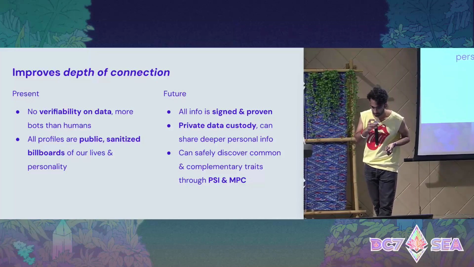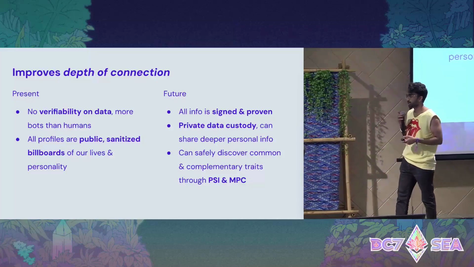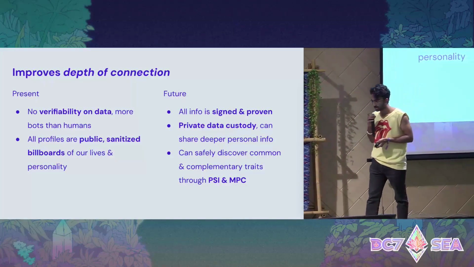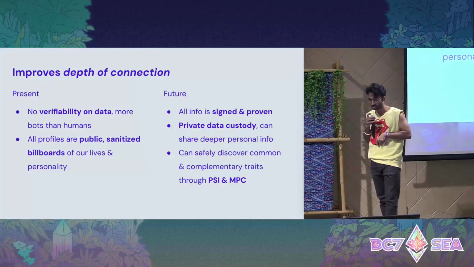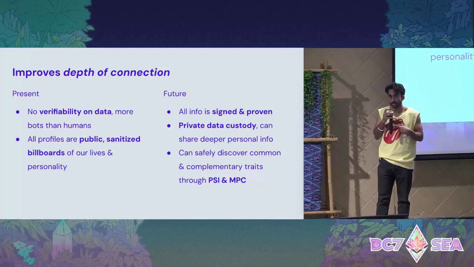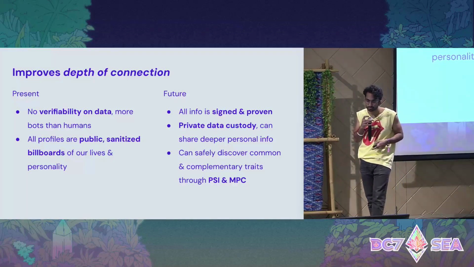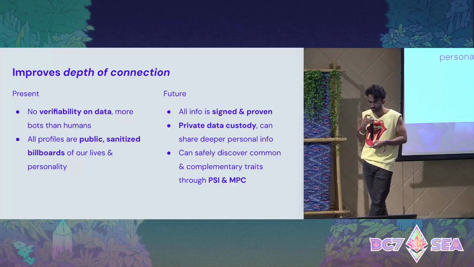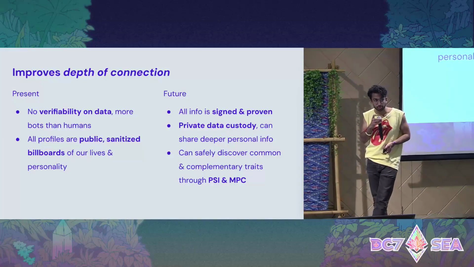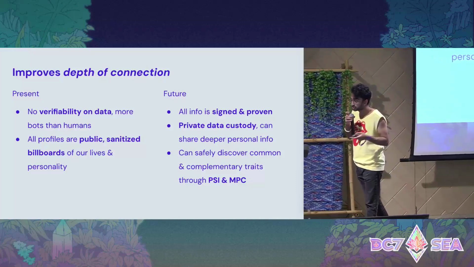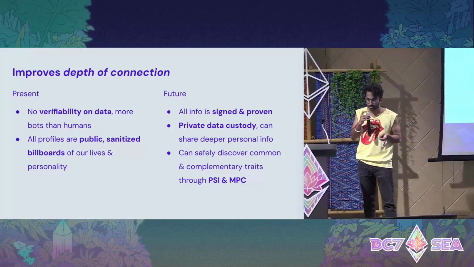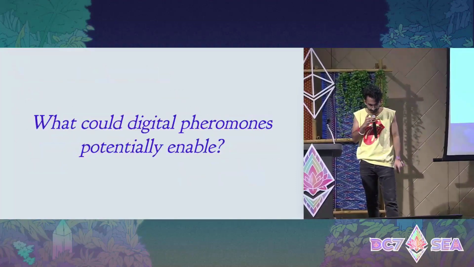With something like digital pheromones, it opens up a world where you can actually have all this stuff be verified and provable. And because you are custodying it privately, you have control over how it's used. Ideally you can share more interesting and deeper personal information and thus facilitate better connection, better matches, all that sort of stuff. And using tools like MPC and this tool called private set intersection, or PSI, that I'll introduce, you can do this in a very safe and efficient way.